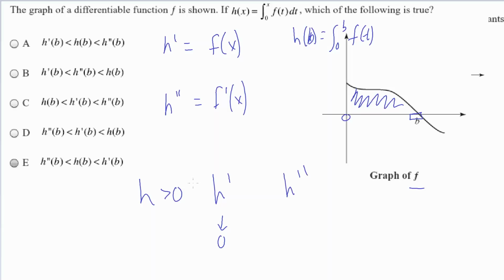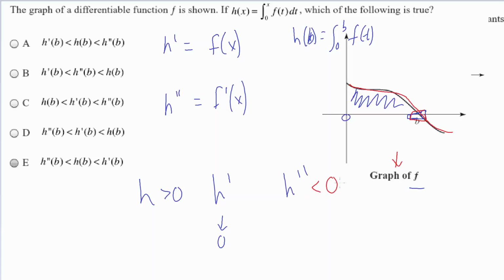H double prime is the derivative at this point. Let's talk about what's going on with this function. This function is going down. So at b, the derivative of f would be negative because it is going down. So H double prime is less than 0.